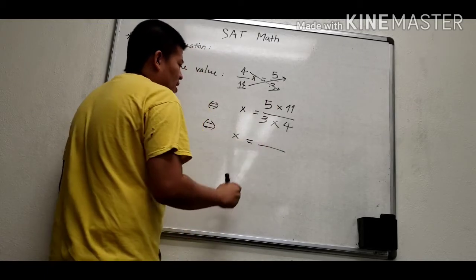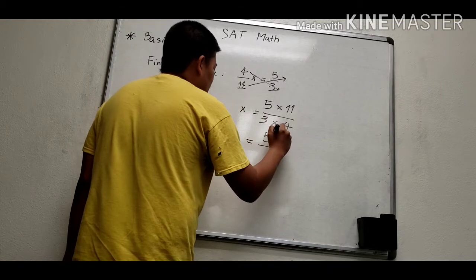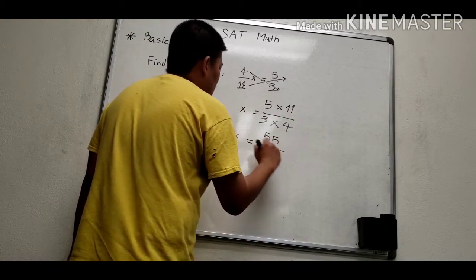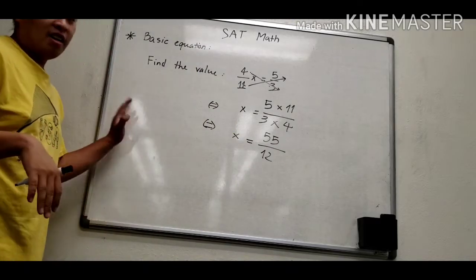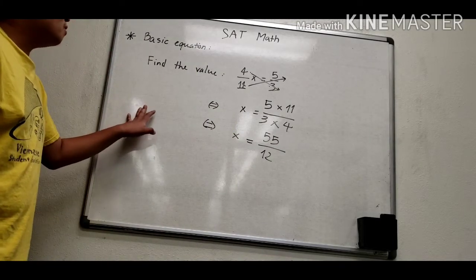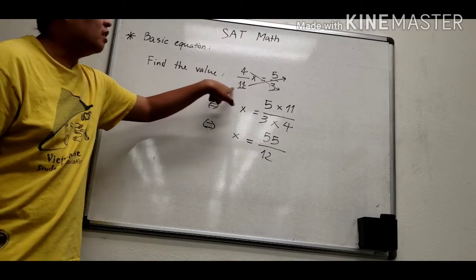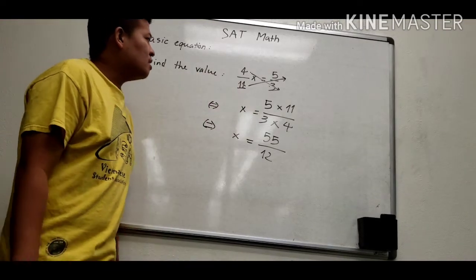Five multiplied with 11 is about 55. 3 multiplied with 4 is about 12. So that's the fastest way to do about the coefficient. This is a fraction, and we have the number like this.